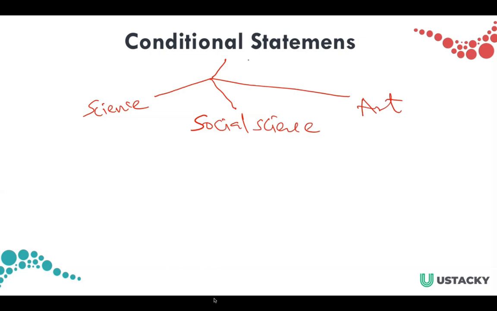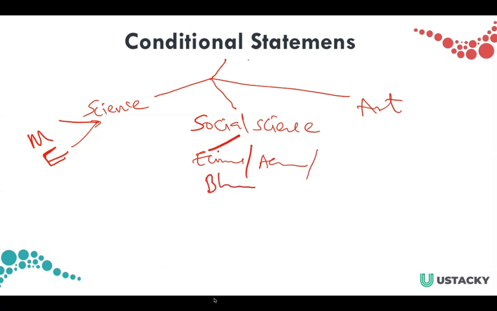A student who likes to be a medical doctor or an engineer has to choose science class. A student who likes to be an economist, an accountant or a business administrator has to choose social science. And a student who likes mass communication, or likes to be a lawyer, has to choose art class.